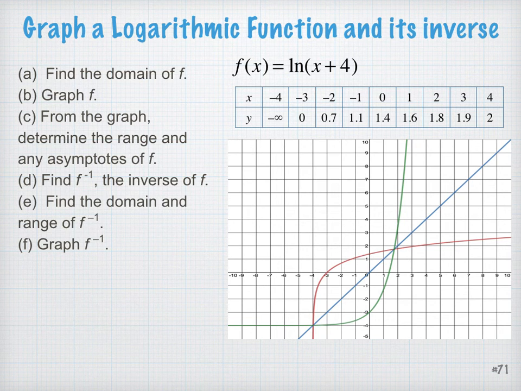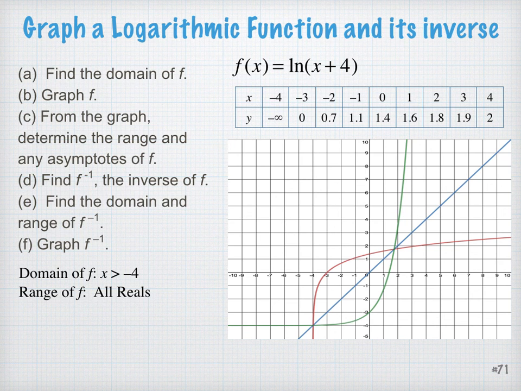So now let's answer some of these questions. The domain of the original function f, the red function, is x is greater than -4. So we basically want positive values when we're taking the log of anything. Now the range of this function is all real numbers. That's the red function. It will go from negative infinity in the y all the way to positive infinity, eventually.